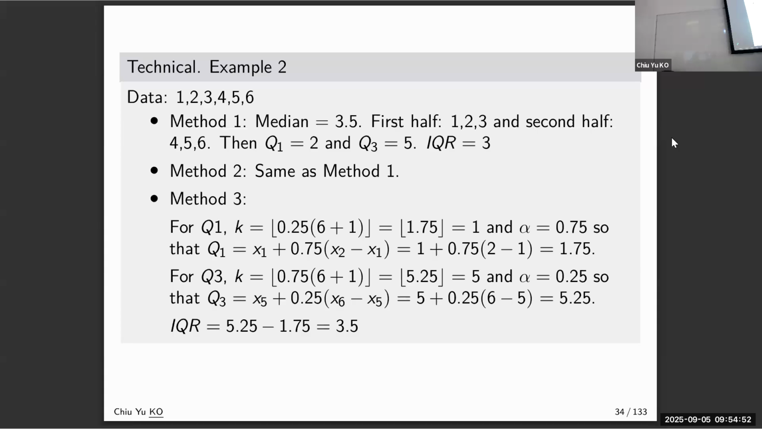Because the median is 3.5, right? It's not in the data. So whether method 1 or 2, it's the same, right? Because in this case, the median is 3.5, and the first half is 1, 2, 3, whose median is 2. The second half is 4, 5, 6. The median is 5. So 5 minus 2 is 3. Same for method 2. So these are what you learn in high school.